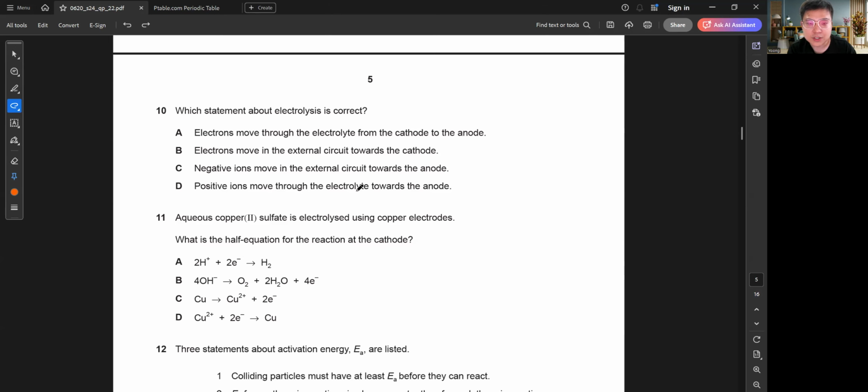Which statement about electrolysis is correct? So electrolysis is the one where we connect electrodes and then there's the electrolyte, or sometimes mixed with water, sometimes molten form. Okay, so let's just read A. Electrons, so do be careful here. It's normally very important for a student to choose the most accurate answer. So sometimes, I mean, it rarely happens, but sometimes there might be a slightly correct answer and the more accurate answer. Anyway, let's look at 10 first. So electron moves through the electrolyte from the cathode to the anode.